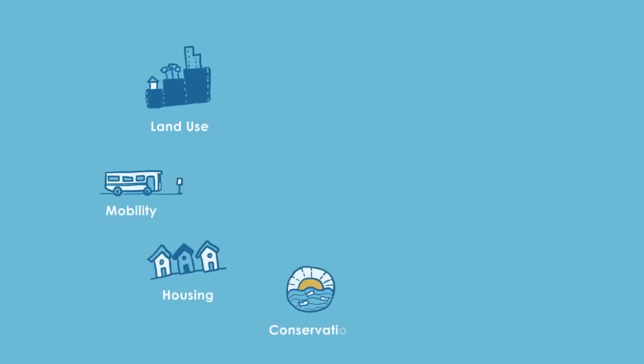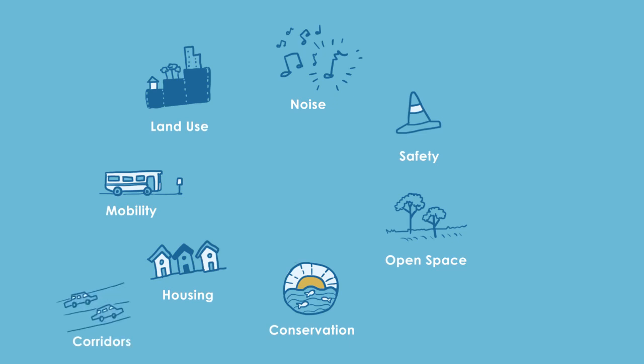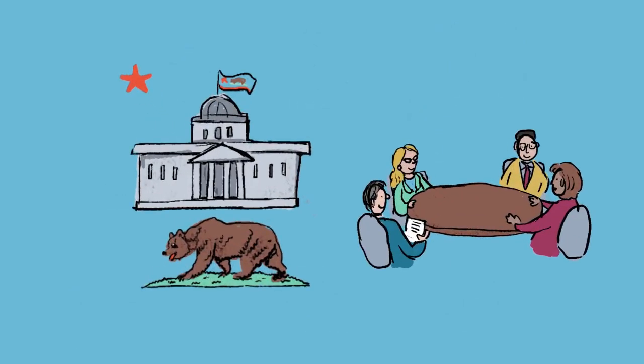Per state law, general plans must address land use, mobility, housing, conservation, open space, safety, and noise. Local jurisdictions can address other topics in their general plans and often choose to do so. Guidance on the preparation and updating of general plans is provided by the California Office of Planning and Research.